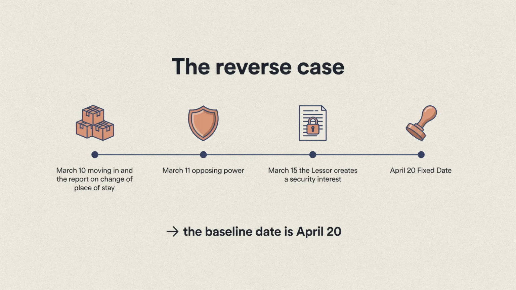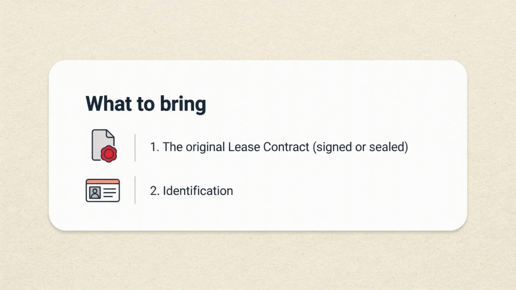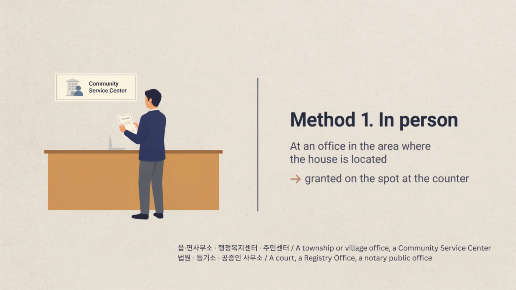Two things are needed. The first is the original lease contract. It has to carry the signature or seal of the lessor and the lessee. The second is identification. The first method is going in person. The agencies that grant a fixed date are set by law. A township or village office or a community service center in the area where the house is located is the most common one. A court, a registry office, or a notary public office can also grant it.